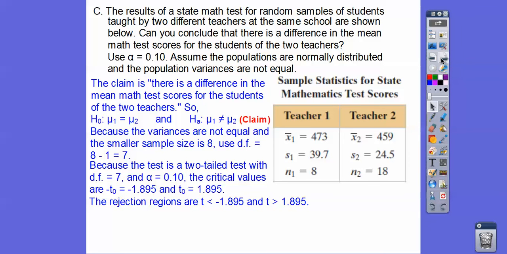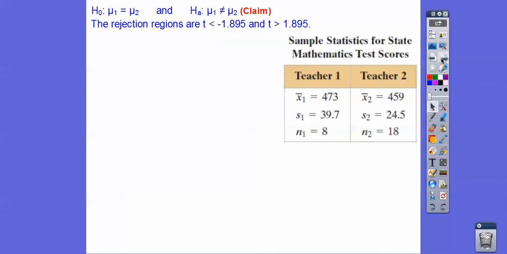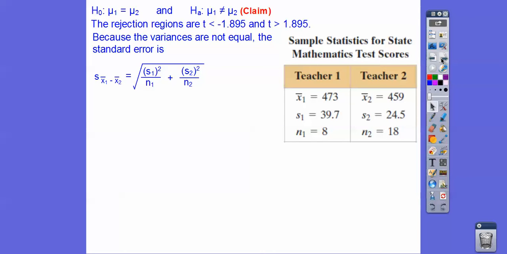895. Did I say 85895? Okay, we just slide that up. Because the variances are not equal, this is the less cumbersome of the two formulas. So sample standard deviation squared over the sample size, and the other sample standard deviation squared over its sample size, and then square root all that. So if we do all of that, there is our denominator.